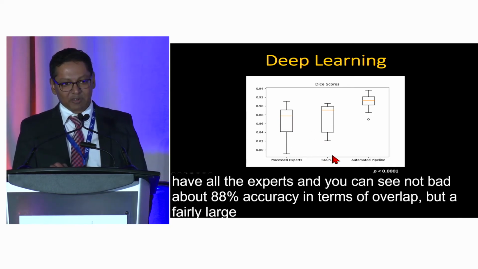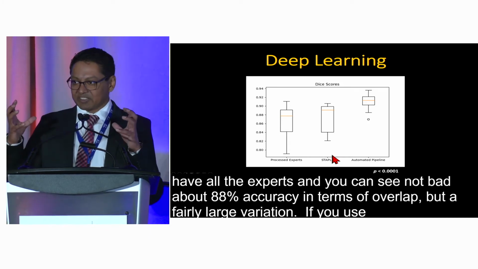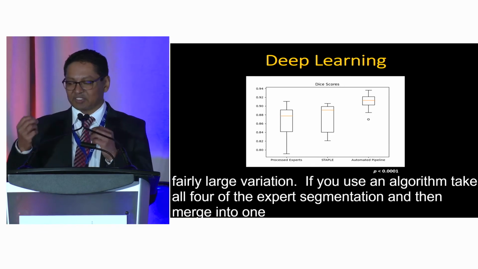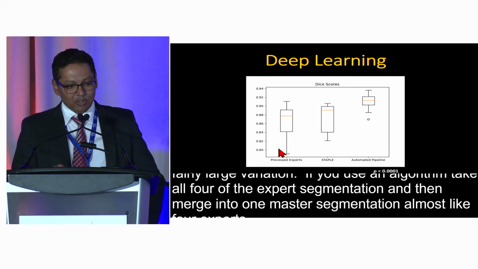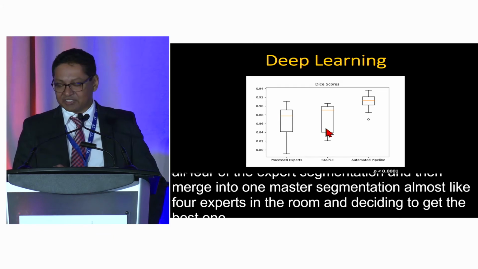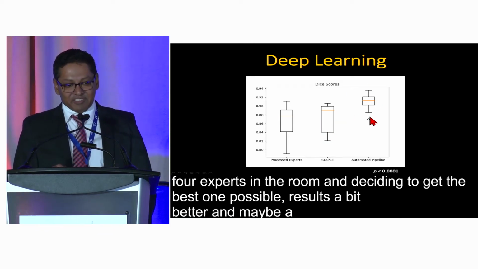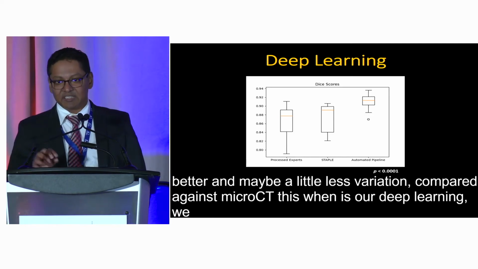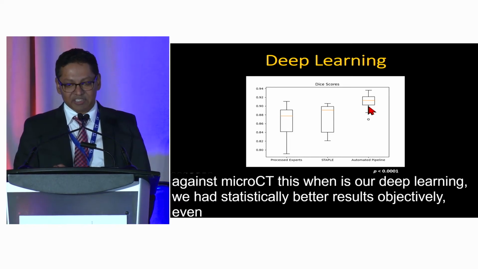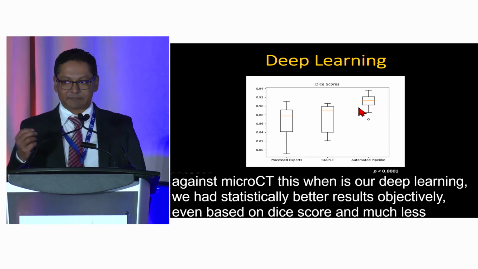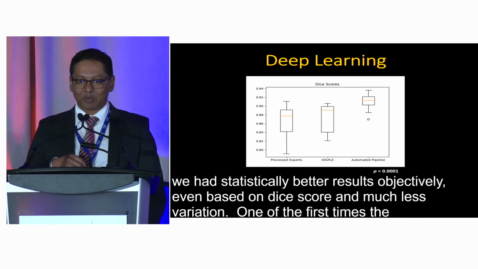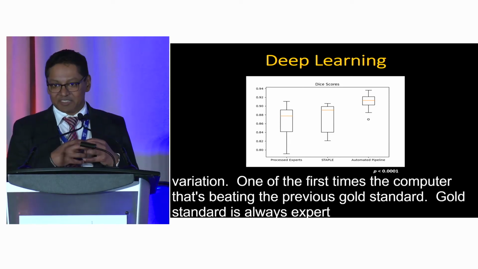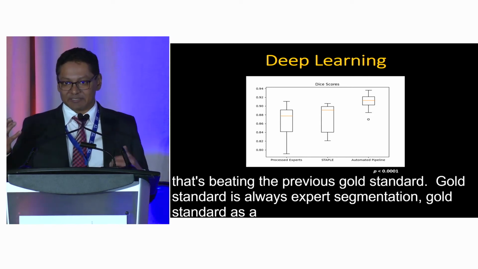If we use a STAPLE algorithm where we take all 4 of the expert segmentations, then merge them into one master segmentation, so it's almost like having 4 experts in a room and deciding to get the best one possible, the results got a bit better and maybe a little bit less variation. But compared against micro-CT, this was our deep learning. So we had statistically significantly better results, objectively, even based on DICE score, and much less variation. So it's one of the first times we have a computer that's beating the previous gold standard. Gold standard is always expert segmentation. That was the gold standard, and as a computer, you tried to match that. At this point, we're actually surpassing it.